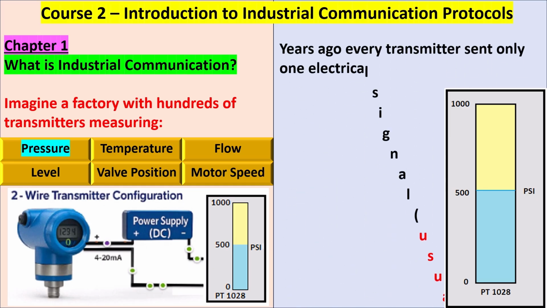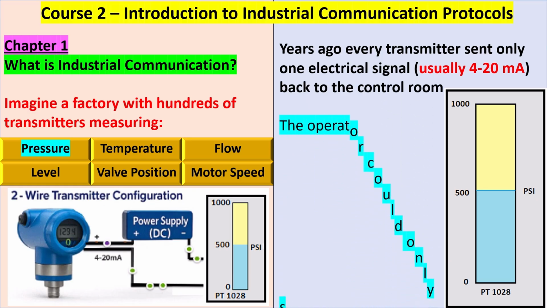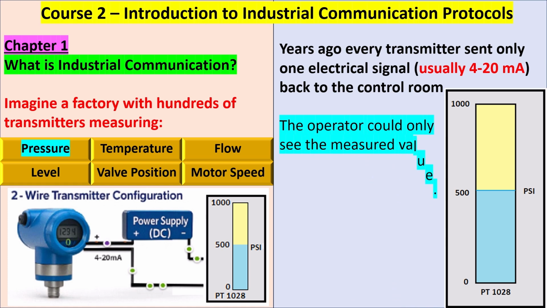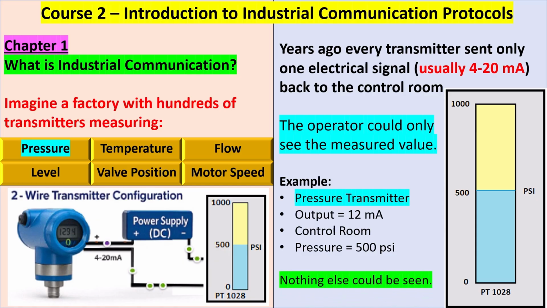So years ago, every transmitter sent only one electrical signal, usually 4 to 20 milliamp, back to the control room. The operator could only see the measured value. Example, the pressure transmitter out there in the field, the output from there is 12 milliamps. In the control room, the pressure equals 500 psi. Nothing else could be seen.